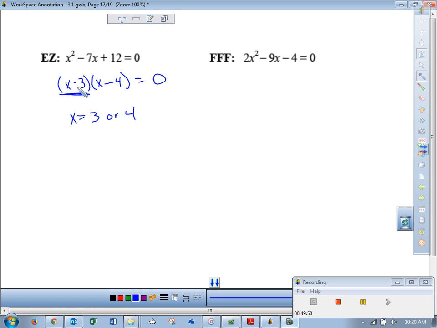What value makes this 0 if x was 3? What value makes that one 0 if x was 4?